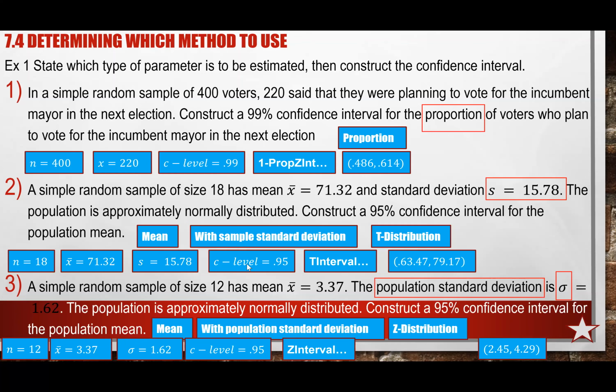Again, anybody who does not have the answer I have on the screen here? So all of you have the answer. All right, so question on how do we determine if it's a Z interval versus the T interval?